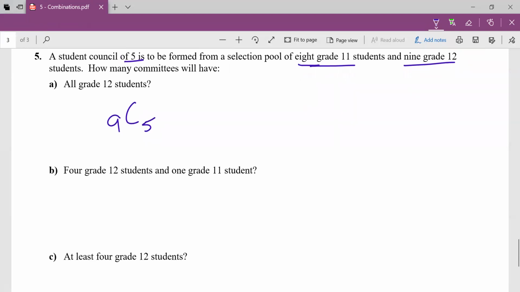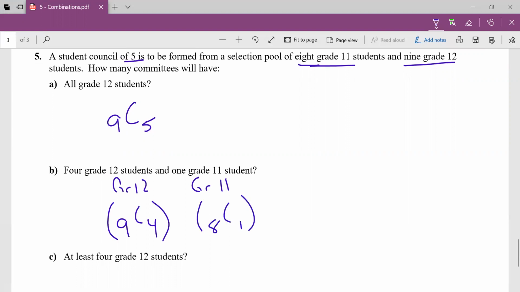We want 4 grade 12s and 1 grade 11. So what I like to do is I like to label them like that. Okay, I want 4 grade 12s. Well, there's 9 grade 12s. How many grade 11s are there? There's 8 grade 11s, I need one of them. I need grade 12s and grade 11s, so I'm gonna multiply, just like that. Okay, not bad. Last one.